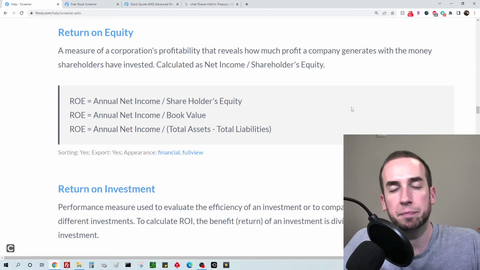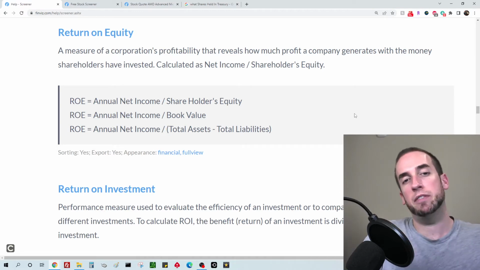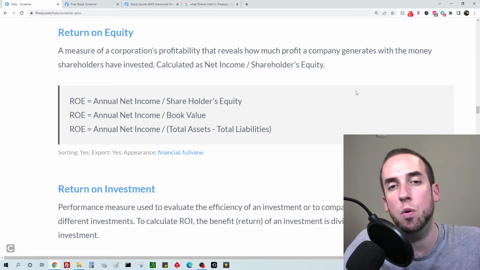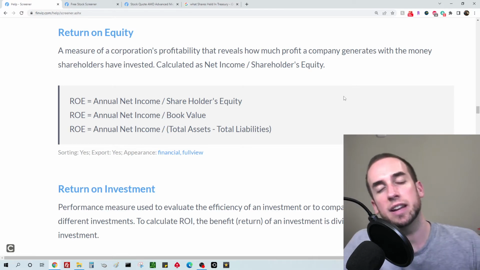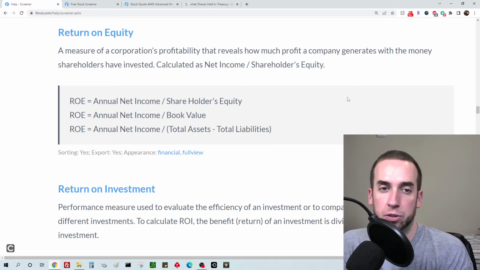Return on equity, a measure of a corporation's profitability that reveals how much profit a company generates with the money shareholders have invested, calculated as net income divided by shareholders' equity.